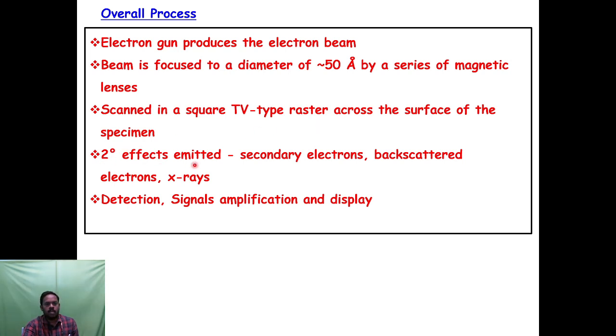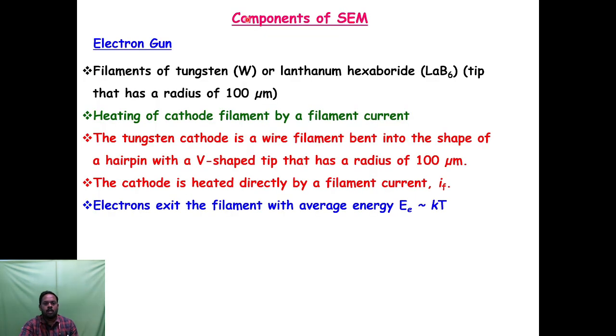So the secondary effects emitted are, as we discussed earlier, secondary electrons, backscattered electrons, and X-rays. These are the three important secondary effects in the scanning electron microscope. After getting these, they will be detected and the signals will be amplified and displayed on the screen as the images. So these are the components of SEM.